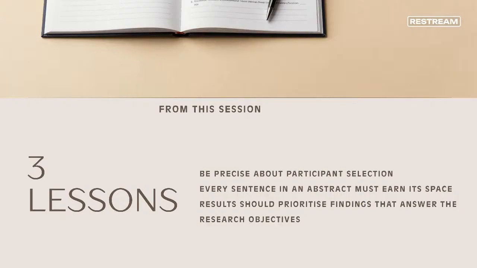Then the next thing is every sentence in the abstract should earn its space. If it is not relevant, just remove it. Then also the results section should prioritize key findings, the findings that answer your research question.